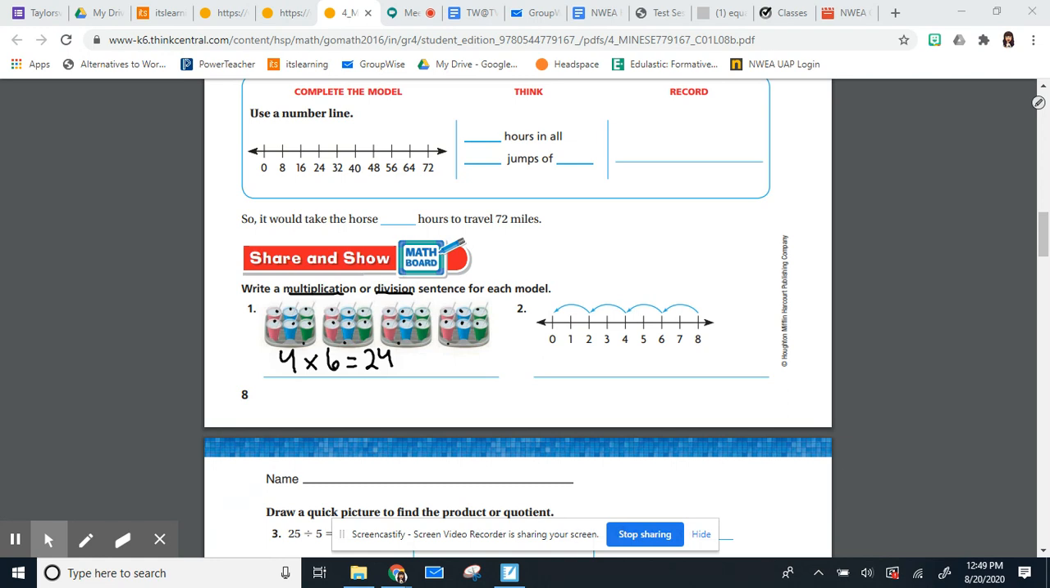Okay, but if I wanted to look at this as a division problem, division is the inverse operation of multiplication, meaning it's the opposite. If I wanted to make this into a division sentence, I would just simply go backwards. I'm going to take my answer, which is 24, divided by, and I could pick either 6 or 4. I'm going to pick 6. It's equal to 4.